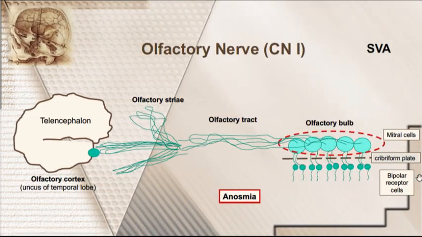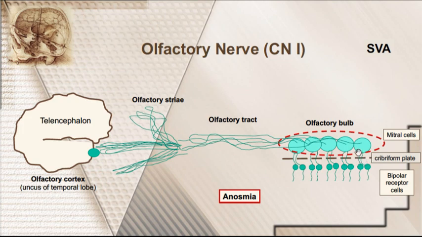The filaments of the olfactory nerves, 15 or 20 pairs of them, are the central processes of bipolar receptor cells located in the mucous membrane of the upper nasal meatus, called olfactory nasal mucosa. The bundles of central processes pass through the cribriform plate of the ethmoid bone, entering the anterior cranial fossa.